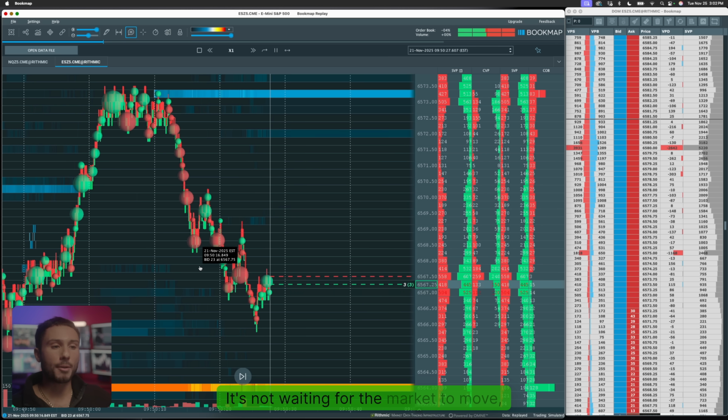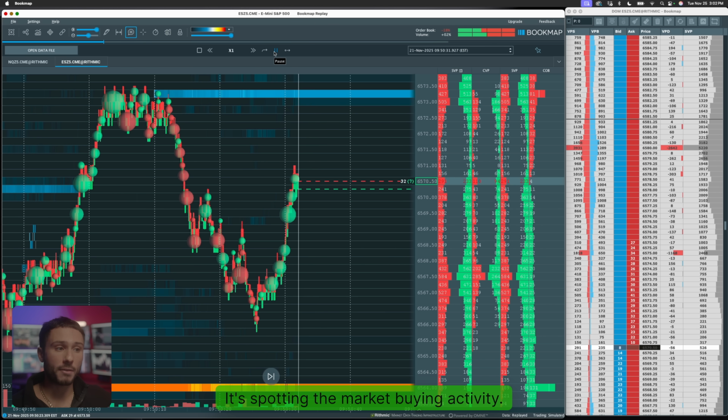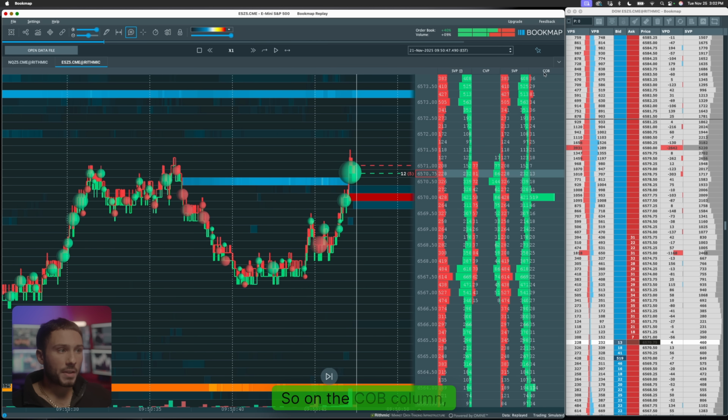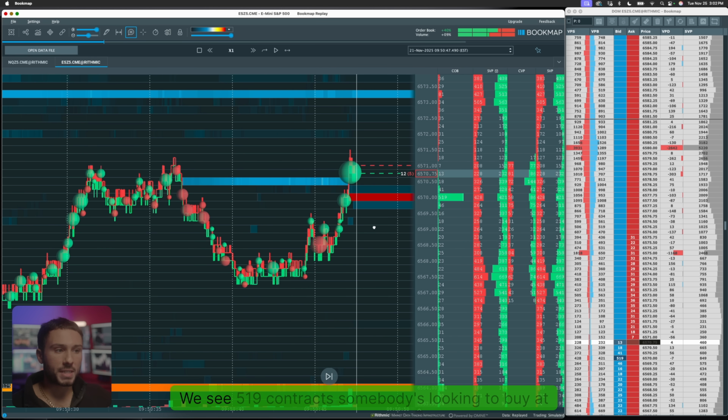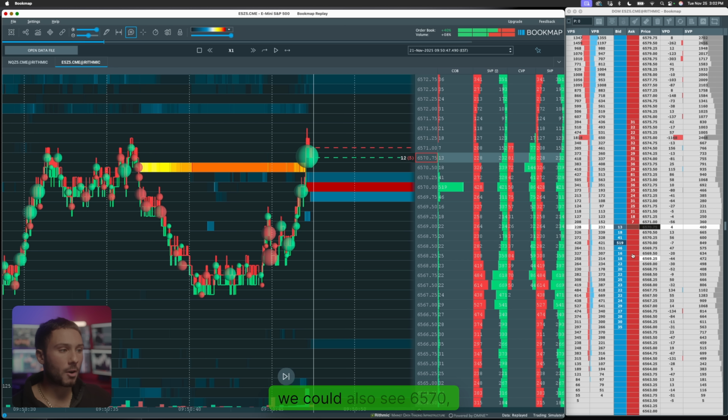It's not waiting for the market to move in my favor. It's spotting the market buying activity. Watch, it's going to happen right here. We're going to see a large passive buyer step in. So on the COB column, this is the current order book. We see 519 contracts. Somebody's looking to buy at 65.70. On the depth of market, we could also see 65.70, 519 contracts. Somebody's looking to buy here, right?